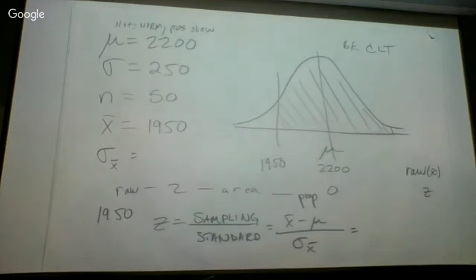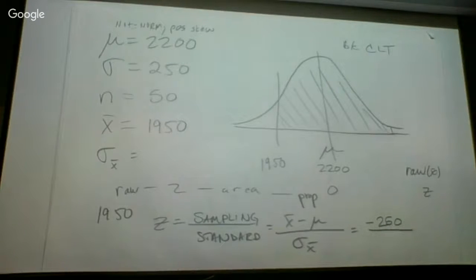What is my sampling error in this problem? Value from our sampling error? 1950 minus 2,200. Otherwise known as? Negative 250. Yeah, I think it's 250.